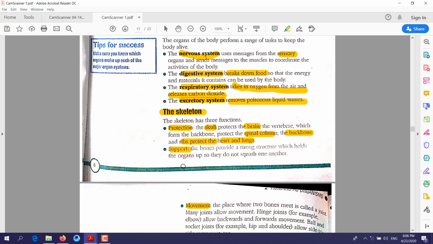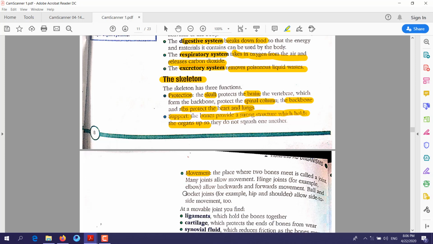The second one is support. Maybe you will ask, how can we as humans stand upright? We are able to stand upright because of our bones, especially our backbone. So the bones provide a strong structure which holds the organs up. This is how the skeleton supports our body.